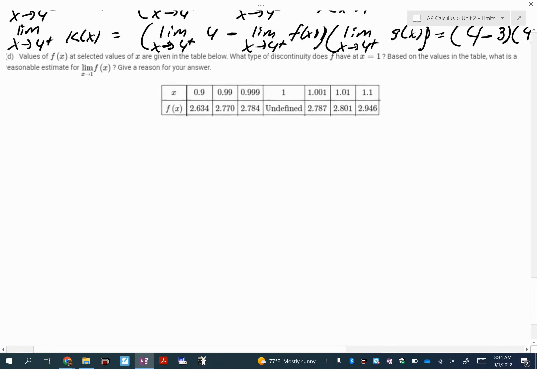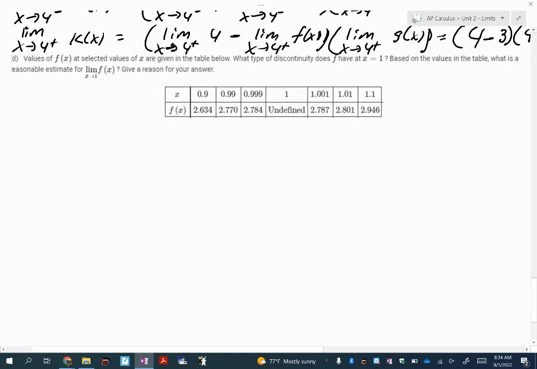All right, let's try one more here, this last one, letter D. It says, values of f of x at selected values of x are given in the table below. What type of discontinuity does f of x have at x equal 1? And then based on the values in the table, what is a reasonable estimate for the limit as x approaches 1 of f of x?